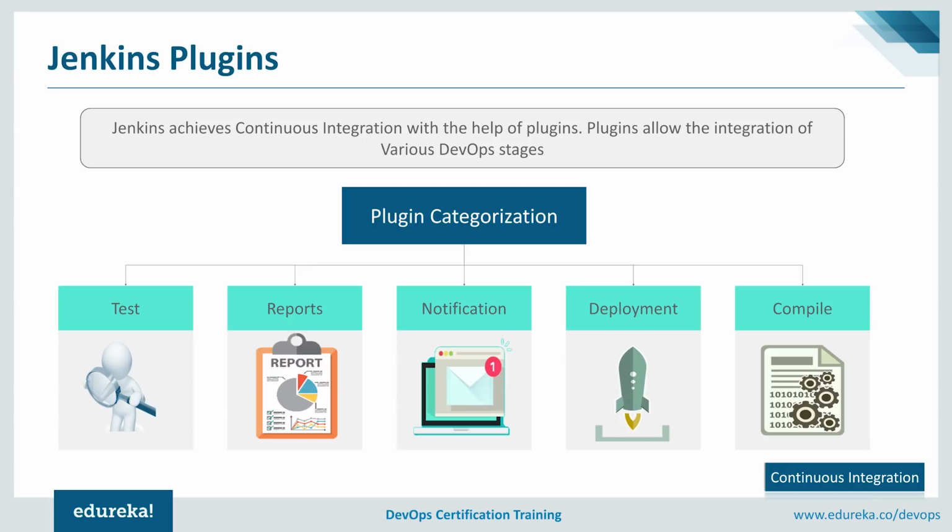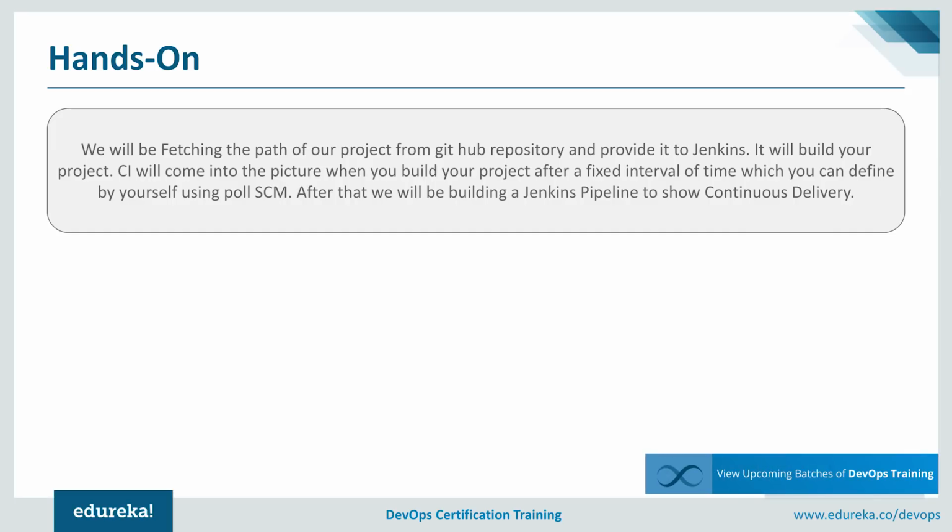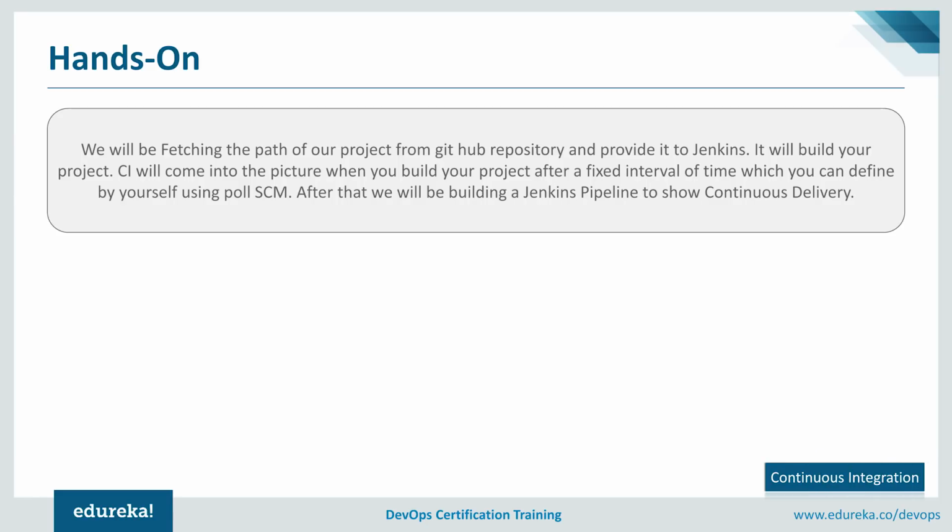So guys, that was about continuous integration. So now let's move on with our hands-on part. In our hands-on, we'll be fetching the path of a project from a GitHub repository and then provide it to Jenkins. After that, it will automatically build the project, and then continuous integration will come into the picture where we want to build a project after a fixed interval of time, which can be defined by using the poll SCM. And then finally, we'll build the Jenkins pipeline to show the continuous delivery.